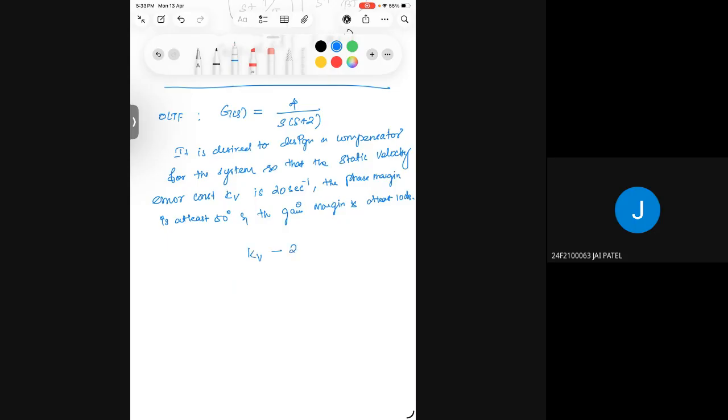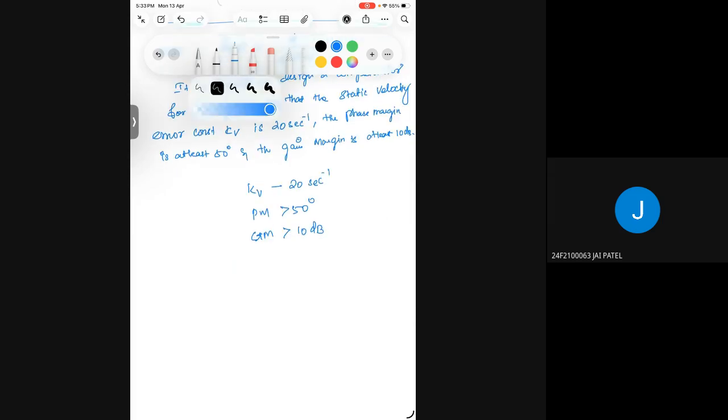The question has given an open loop transfer function for a system and they are saying make Kv 20 per second, the phase margin should be at least 50 degrees, so PM should be greater than 50, and gain margin should be greater than 10 decibels. That is what the question requires. First you should know whether your system already meets this requirement or you need to design a compensator. To check that, we are going to do the Bode plot and the analysis.